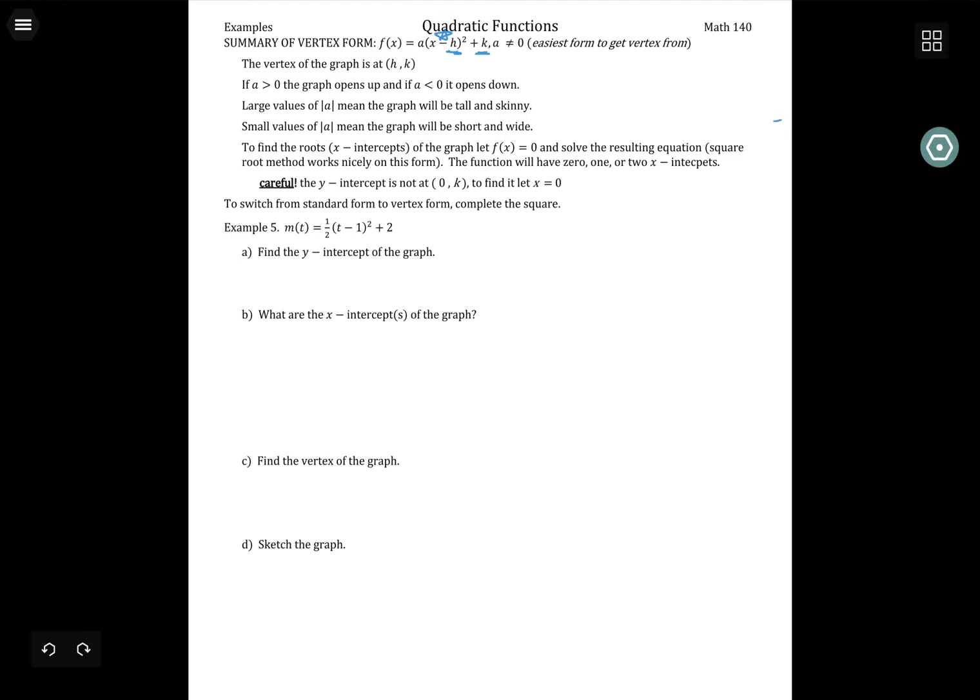Okay, so to find the x-intercepts, you're just going to have to do the work, set it equal to 0 and solve. It is going to be nicely set up for using square roots to solve, so that's kind of handy. And to find the y-intercept, you're just going to have to plug 0 in and figure out what you get. It's really tempting to want to say k is the y-coordinate of the y-intercept, but it's not. It's the y-coordinate of the vertex.